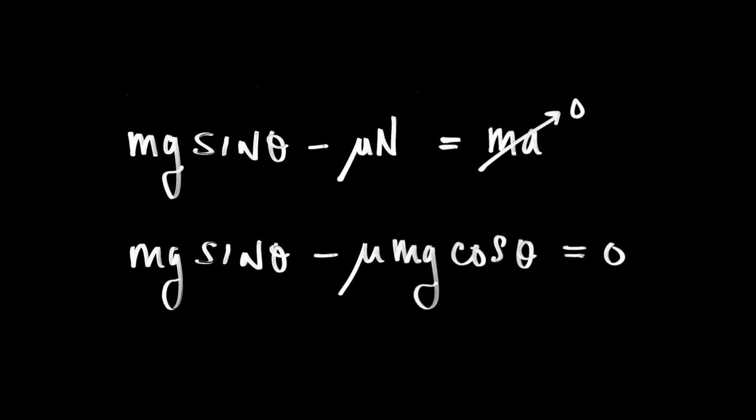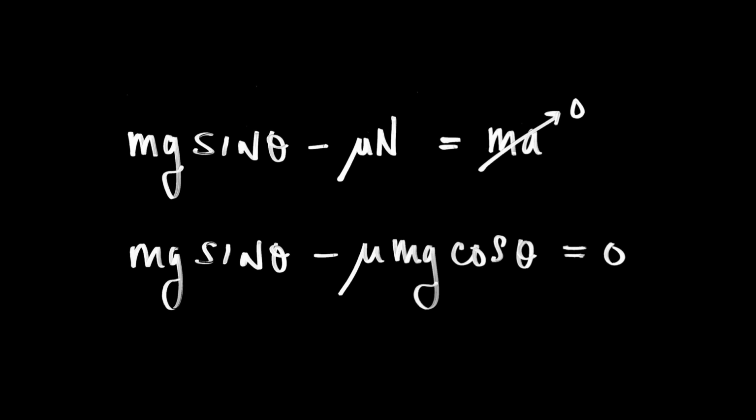Well, Shidley, none of this matters because you don't know what the normal force is. Yes, I do. I discovered from my perpendicular equation that the normal force is equal to mg times the cosine of theta. So if I make that substitution into my equation, then mg sine theta minus mu mg cosine theta is equal to 0. Well, so what? Something fun is about to happen. Mg sine theta minus mu mg cosine theta is equal to 0.